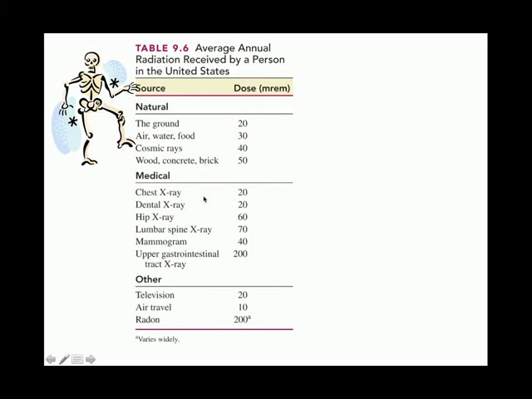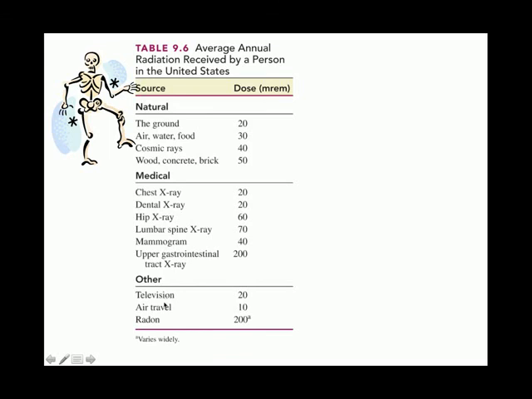Then you have medical effects now. You have x-rays, dental and chest x-rays, a hip x-ray, a spinal x-ray, mammogram, 40, upper gastrointestinal x-ray, like a GI series, 200. So many times they have to give you a radioactive element in order to have that go into a particular organ. And then they can view the organ because they're really viewing the energy that's being produced by the radioactive element. And maybe your body puts those elements in only particular places.